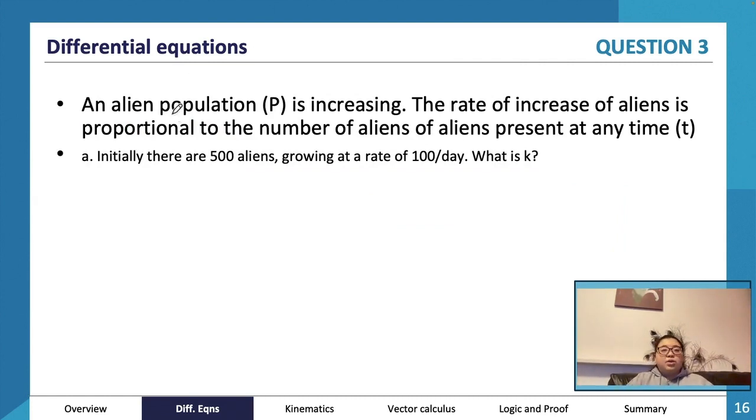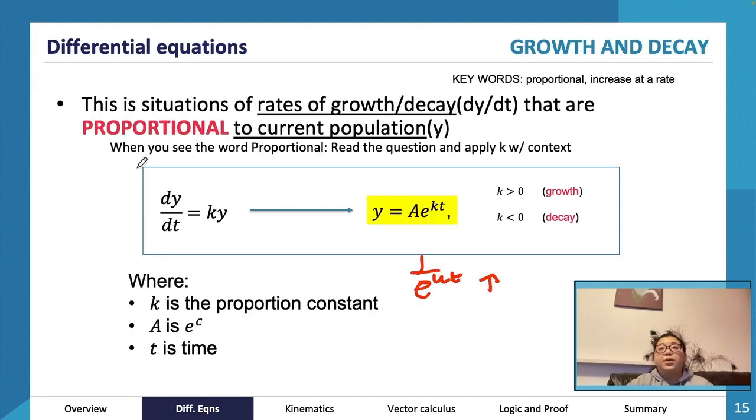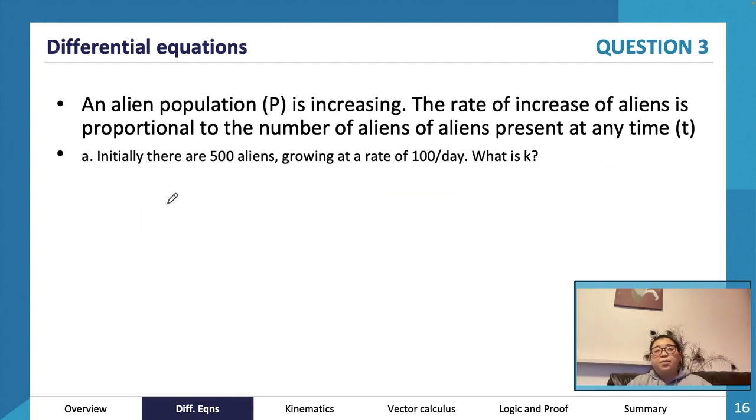Cool. So this alien population is increasing, and the rate of alien increase is proportional to the number of aliens present at any time t. There are usually about 500 aliens, and they're growing at a rate of 100 per day. So what is going to be k? What we can do here is set up that equation we just did for the previous question, and say that at t equals 0, population p equals 500, and it's growing at a rate of 100 per day.